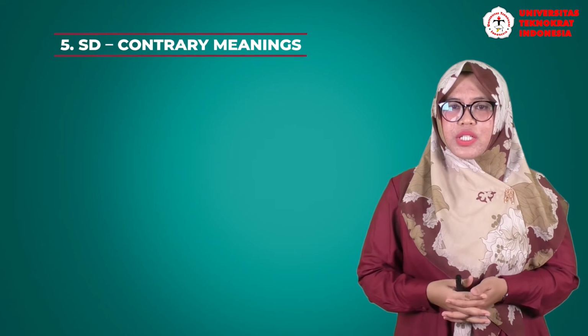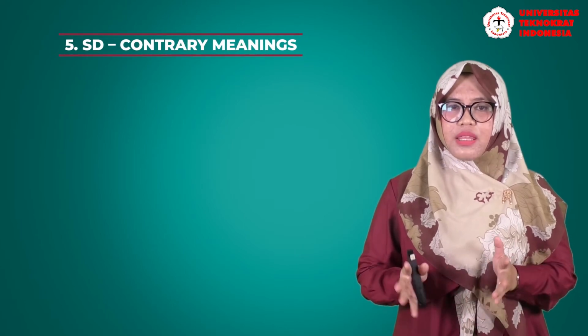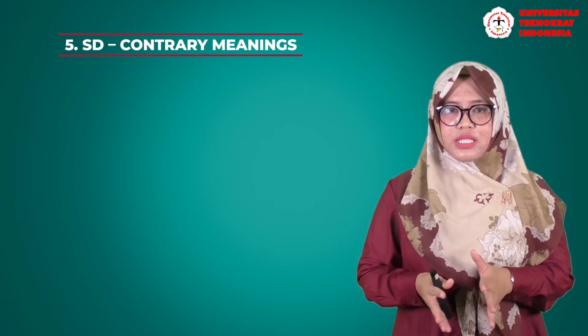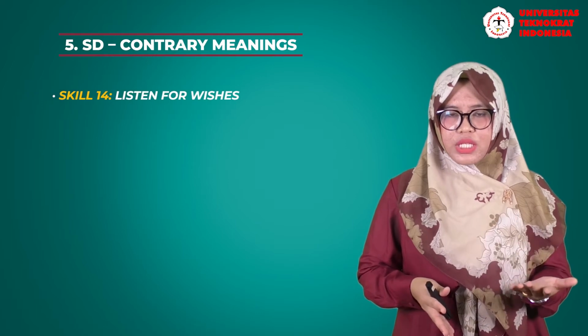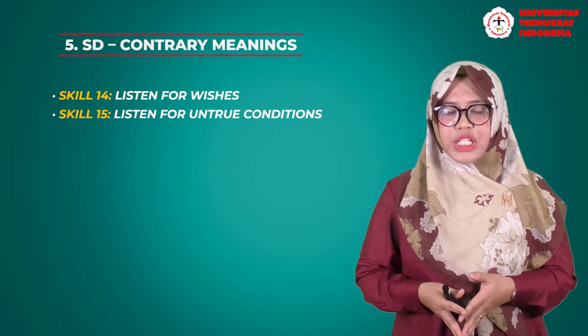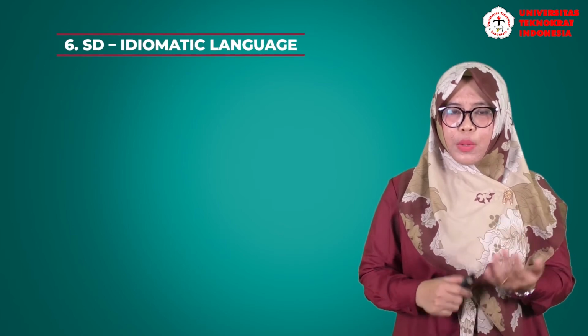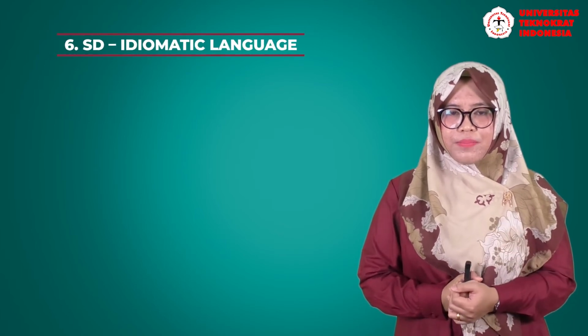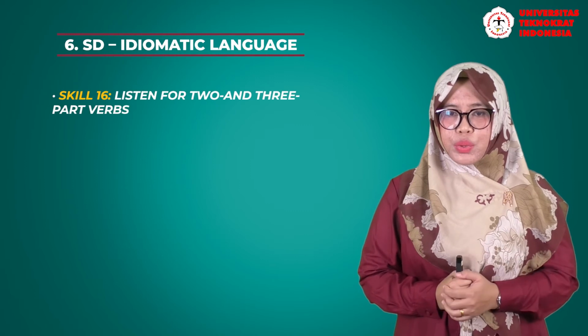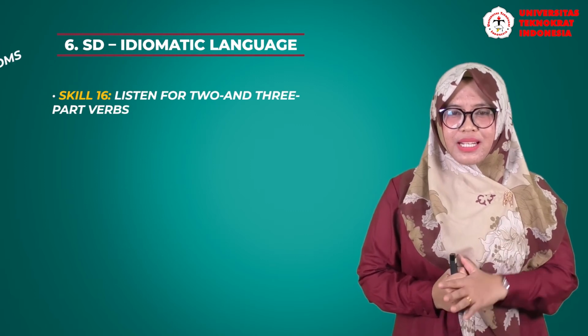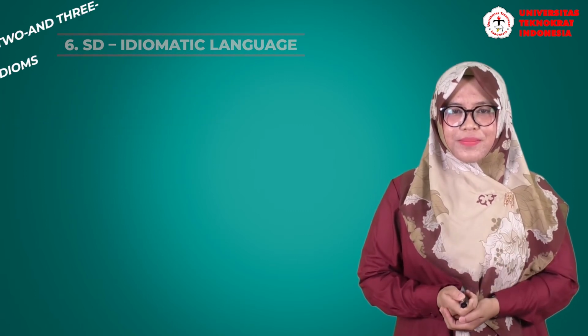We come to the fifth strategy. It is about contrary meanings. There are 2 skills under this strategy. They are listen for wishes and listen for untrue conditions. In the sixth strategy, for idiomatic language, there are 2 skills. They are listening for 2 and 3 part verbs and then listening for idioms.